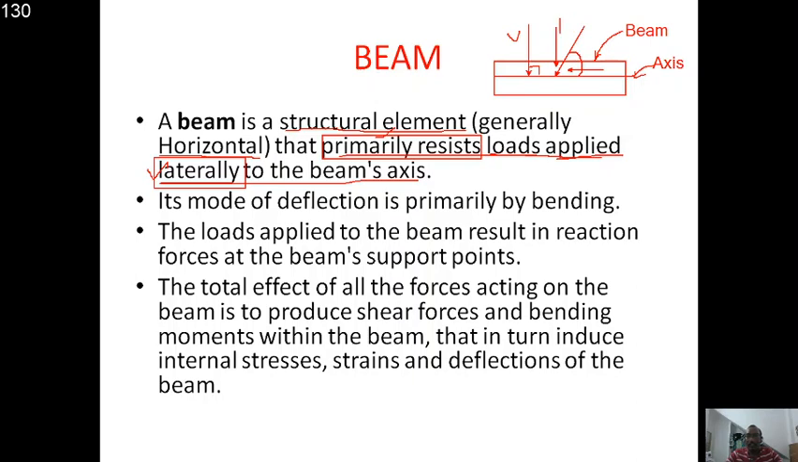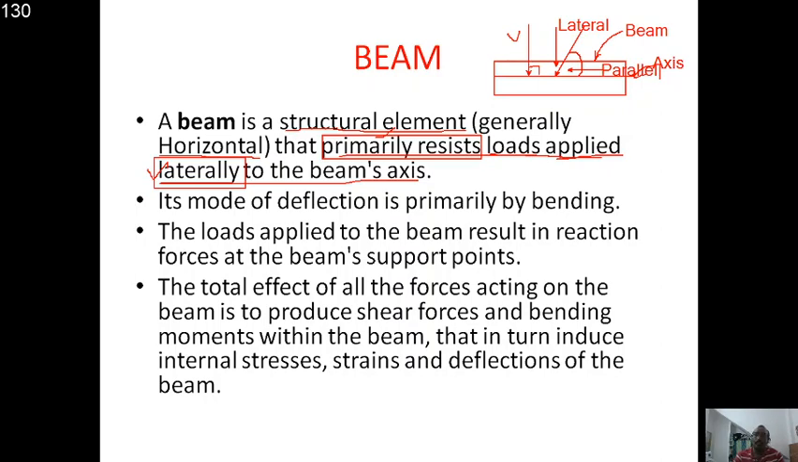You see that this one is a lateral force, lateral, right? Whereas here it is a parallel force. You see this is a parallel force. So this happens for inclined structures.